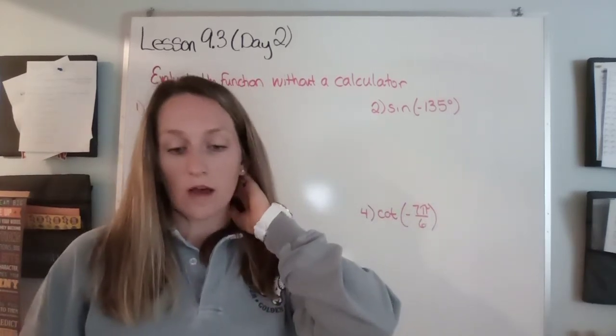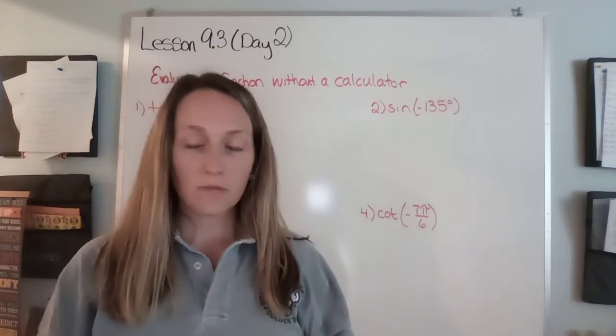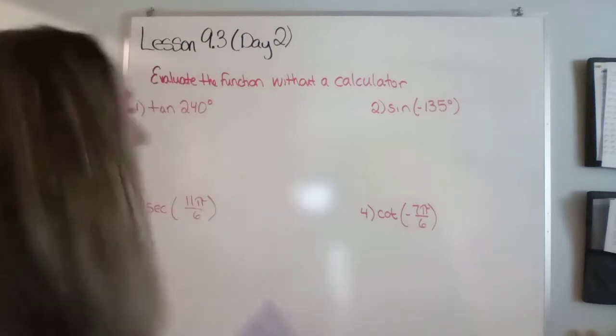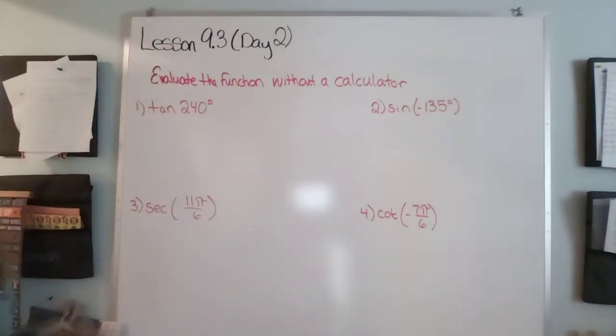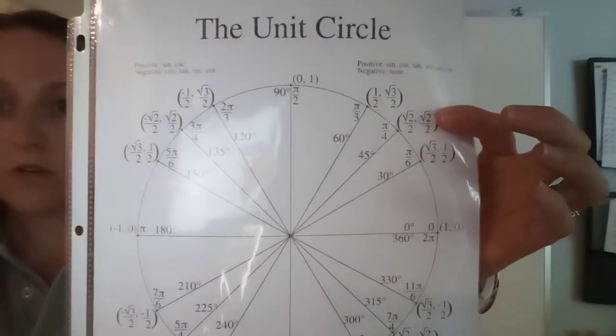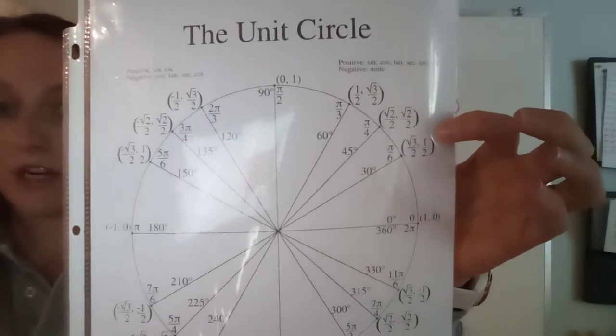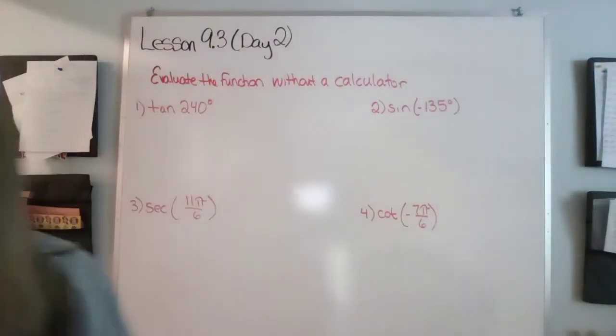Alright, so today we're going to talk about exact values and horizontal distance. The first thing we're going to do is evaluate the functions without the use of a calculator. This is all going to be related to your unit circle. So when I get the x and y values, I'm getting them from here.